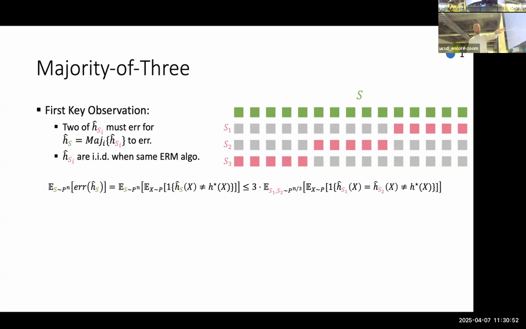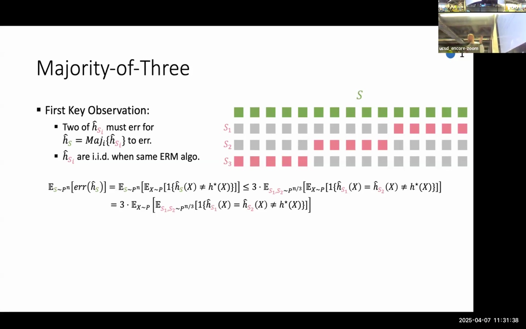So now, what is the expected error when I get a training data set of size n? Just writing this: the expectation over a fresh data point of the indicator for whether you're wrong. Then we use the fact that two of them have to be wrong. So I can do a union bound over all the choices of two of them that can be wrong. There are three choices for which two are wrong. That gives us a factor 3 times the expectation over two data sets of size n of the probability that they're both wrong. And by the IID assumption, you can just focus on S1 and S2.